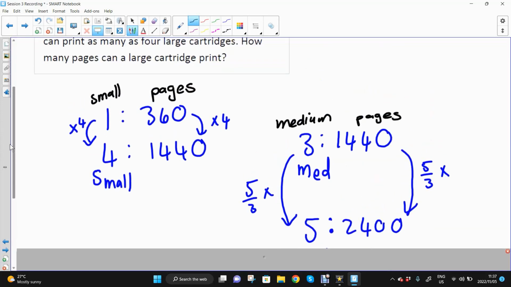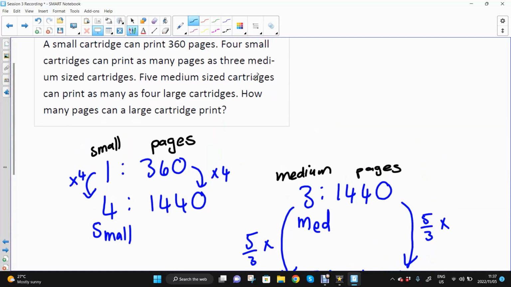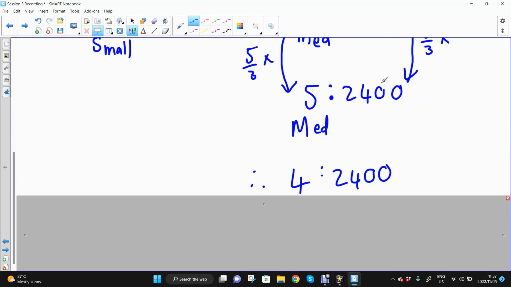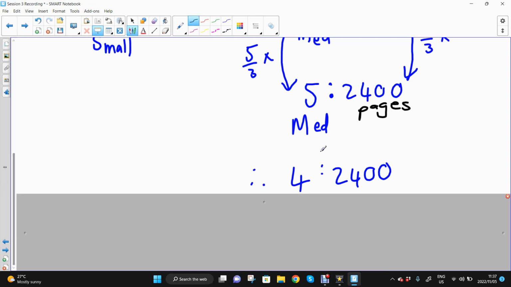Now let's read on. 5 medium-sized cartridges can print as many as 4 large cartridges. So, okay, so I know that 5 mediums prints 2,400 pages. That will be the same amount of pages for 4 large ones. So that goes into my next ratio.